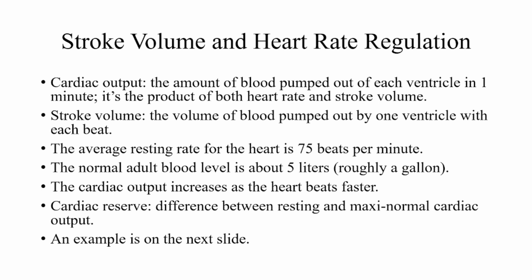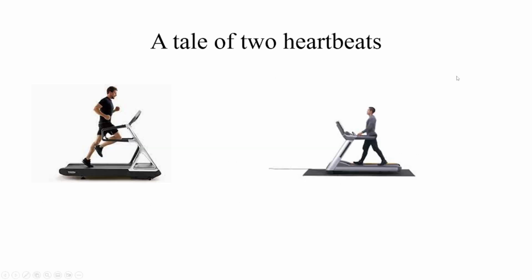The cardiac output increases as the heart beats faster. The cardiac reserve is the difference between resting and maximum cardiac output. An example of this is on the next slide. Alright, so we've got 2 people here, and we're going to talk about a tale of 2 heartbeats. Each of these guys is on a treadmill, as you can see here.